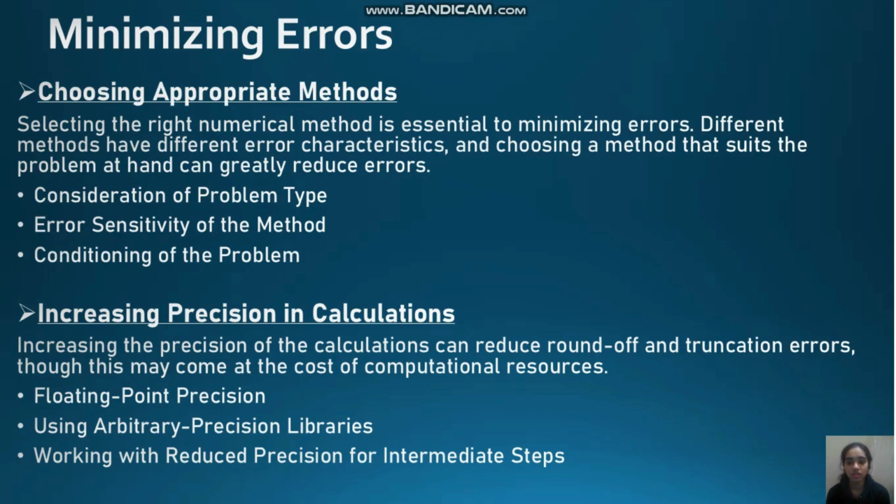Increasing precision in calculations. Increasing the precision of the calculations can reduce round-off and truncation errors, though this may come at the cost of computational resources. Floating point precision. Using arbitrary precision libraries, working with reduced precision for intermediate steps.